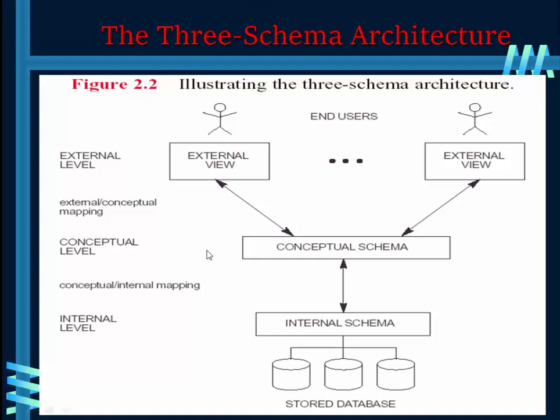So the process of transforming and reforming the request is called mapping. So mapping means the process of transforming the request and result between these three levels, and this mapping may be time consuming. It takes time.